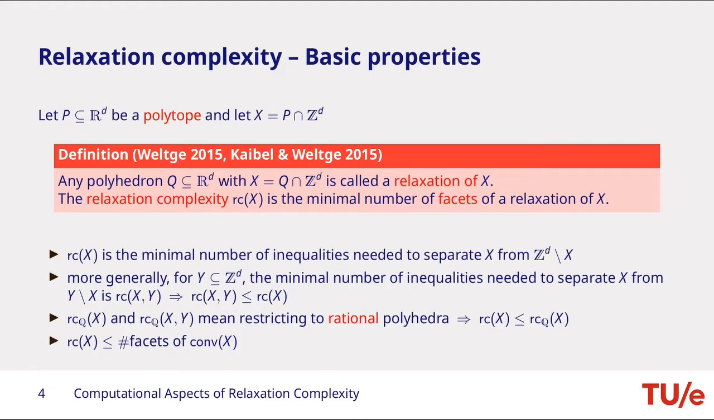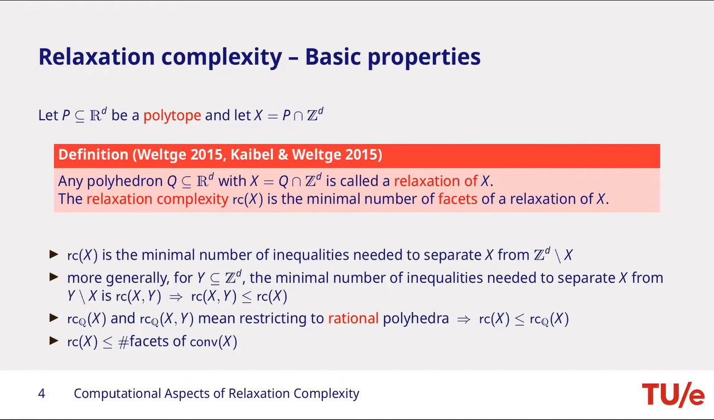Another quantity that might be useful and that we will also explore throughout this presentation is the rational relaxation complexity denoted by RC_Q of X. And this restricts the definition of the relaxation complexity to rational polyhedra, or equivalently speaking, to separating X and the integer points that are not contained in X by inequalities with rational coefficients. And then, of course, the rational relaxation complexity cannot be smaller than the relaxation complexity because it's more restrictive.